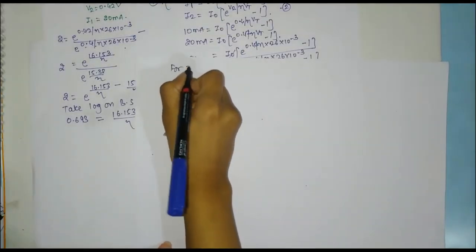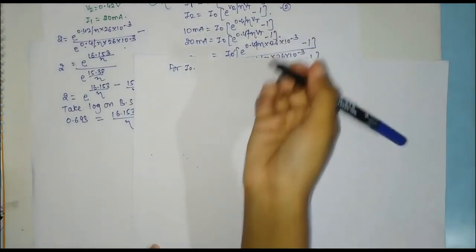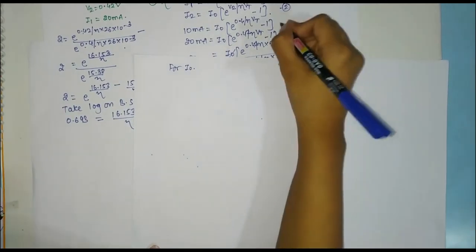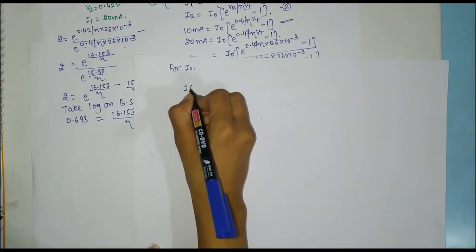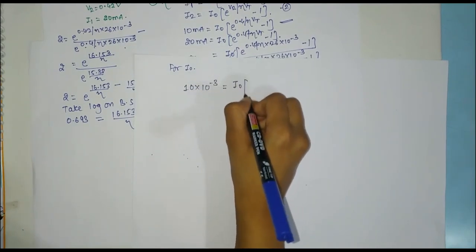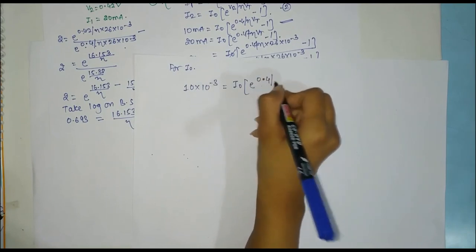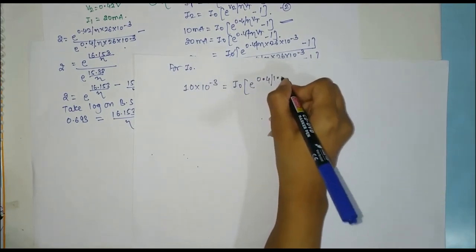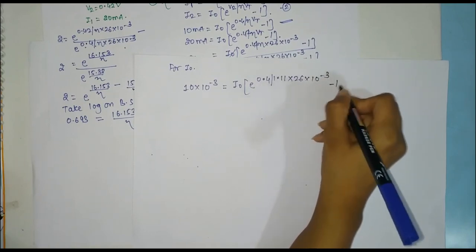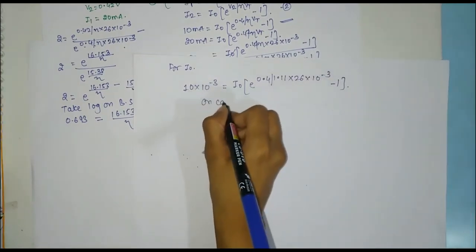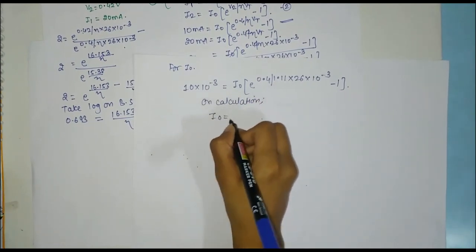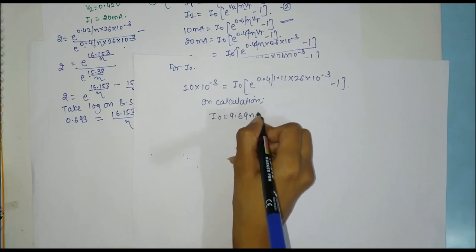So for I naught, we'll just substitute in one of the equations. So let us substitute that in the equation. That is 10 milliampere, so 10 into 10 raised to minus 3 is equal to I naught times e raised to 0.4 upon eta times 26 into 10 raised to minus 3, minus 1. We have received the value of eta as 1.11. So on calculation, we get the value of I0 as 9.69 nanoamperes.